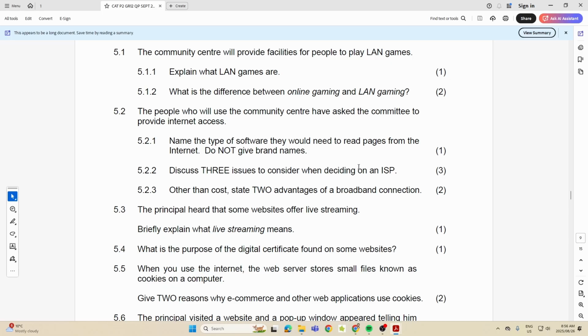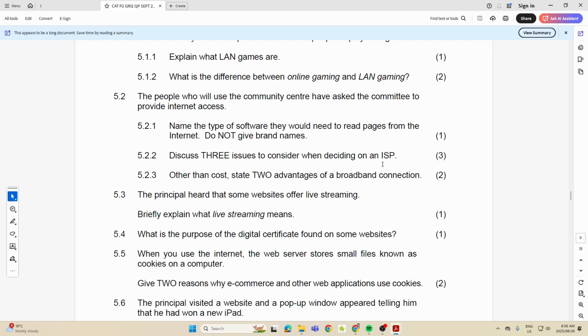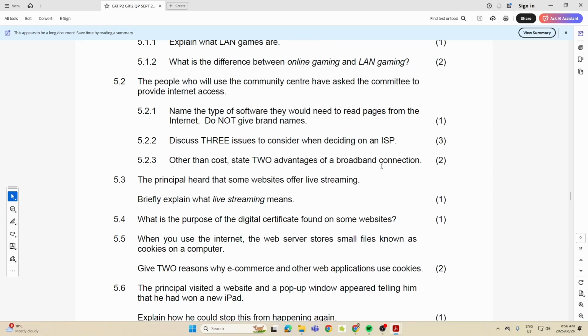Discuss 3 issues to consider when deciding on the ISP. Well, you need to look at the cost, the cap, whether it's shaped, unshaped, the bandwidth speed. Does it control standard viruses? Does it do web hosting? All of that. Other than cost, state 2 advantages of a broadband connection. Well, high speed, faster downloads, a permanent connection. You can watch video and listen to audio over the internet.